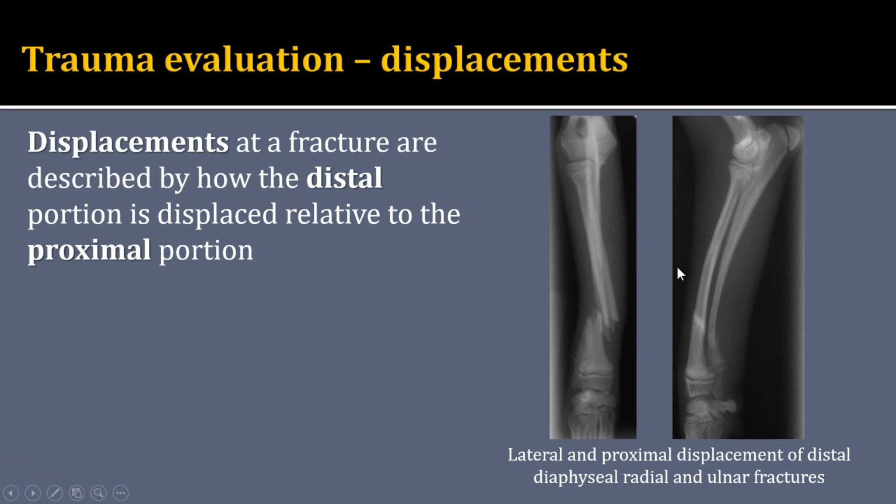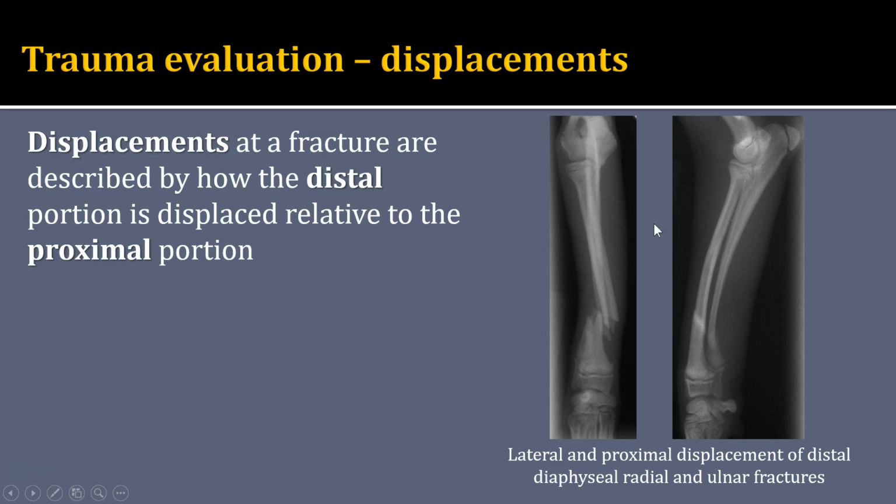Next, let's talk about displacements. And displacements may vary depending on how you position the patient. But at the time of taking the radiographs, this is how we'll talk about displacements. And displacements at a fracture are described by how the distal portion of the limb is displaced relative to the proximal portion. So we could think about the fact that once there's a fracture, the distal portion of the limb is kind of not really held stable against the body, whereas the proximal portion is still stable against the body. And so that's why we talk about displacements distal relative to proximal.